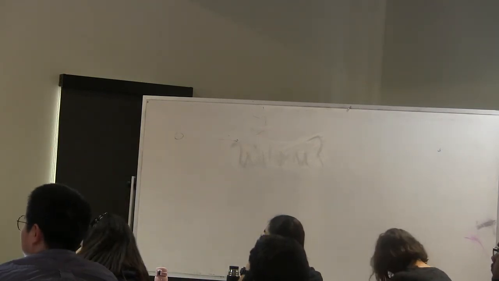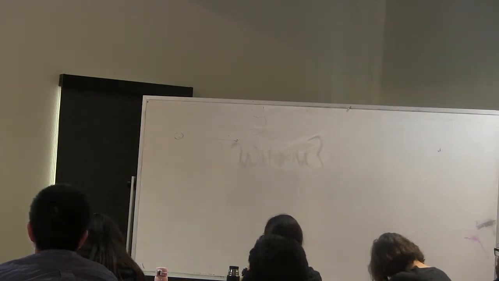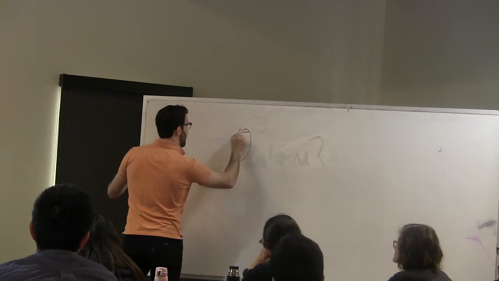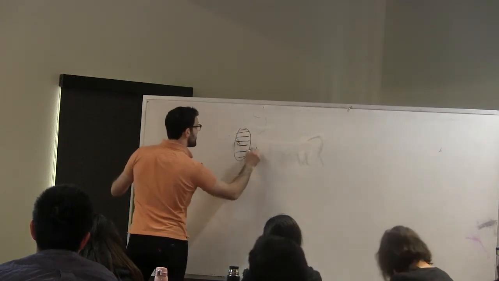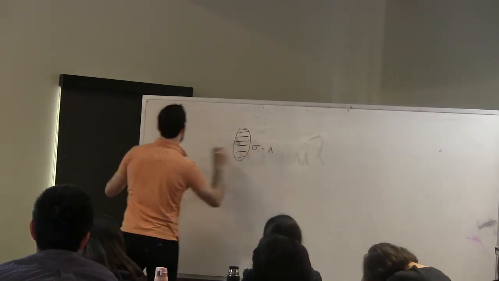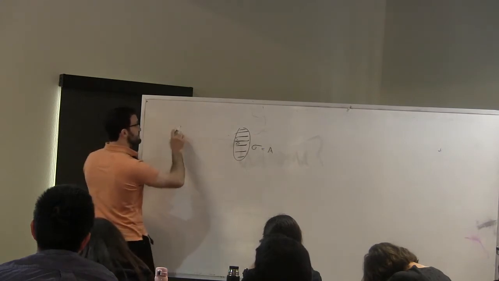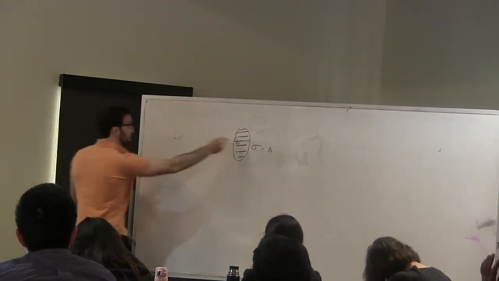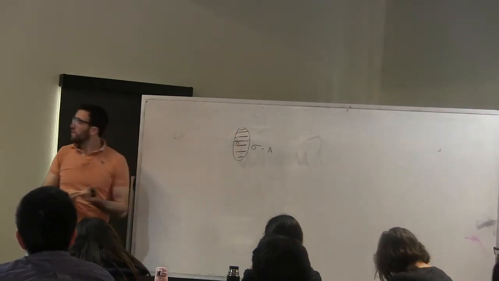This is a trash bin. If this particle over here has a cross-sectional area of A, so we say sigma is equal to A, then if this other particle is within that cross-sectional area A, it will hit and scatter.